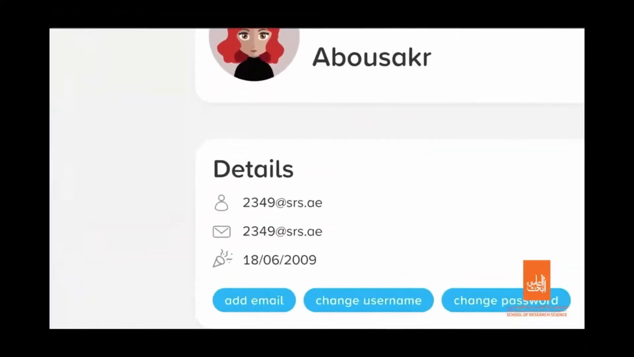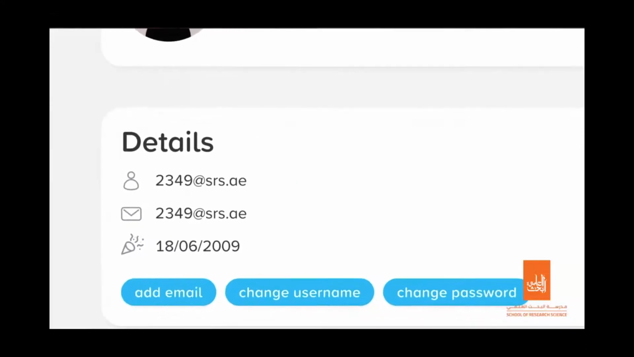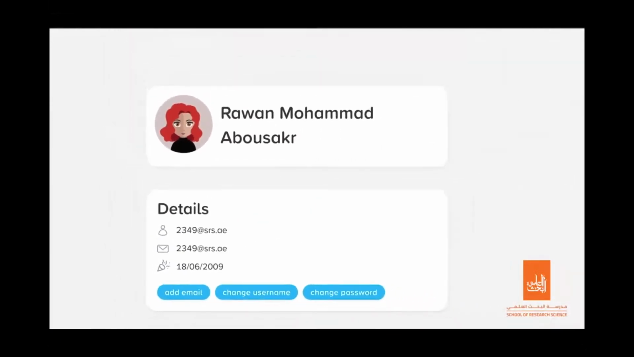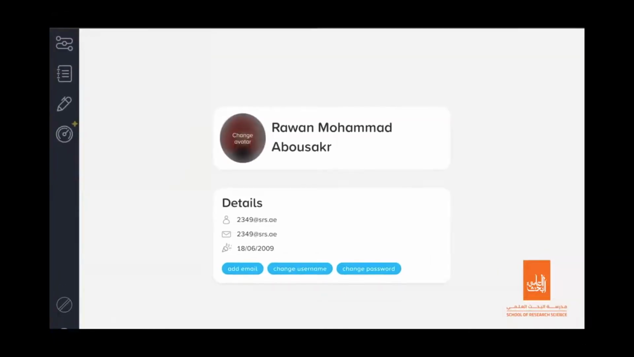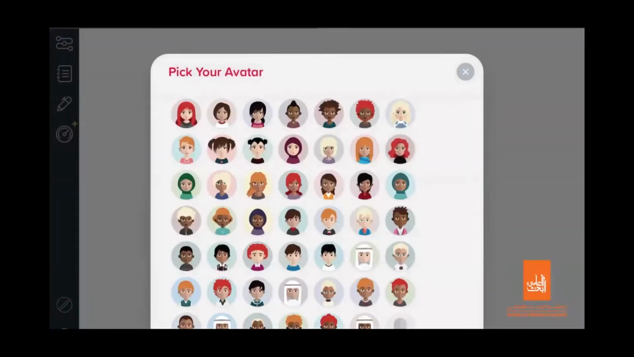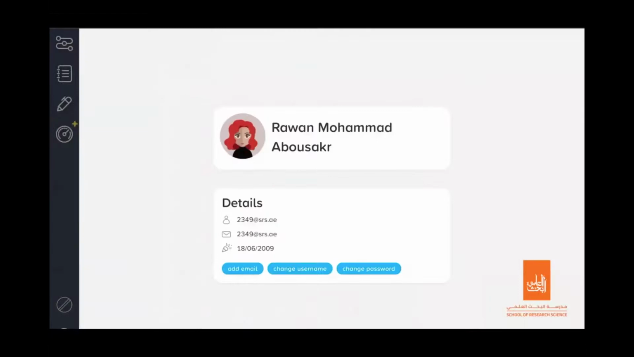This section here is the profile section. Here, you can check your account's details, including your birthday, and change your username or password. You can also change your profile picture.